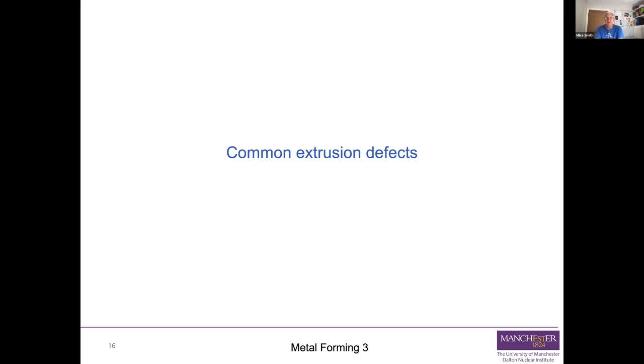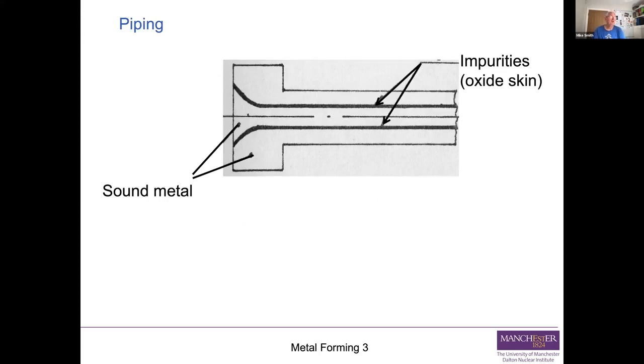Now let's step back a bit and do a little bit of description. What we're actually going to talk about now is the things that can go wrong in extrusion, because it doesn't always go perfectly. So let's start out with something called piping. Now, what this rather manky drawing is showing is a partially extruded component. You can see a bit of the billet is left on the left-hand side, and the extrude, which is smaller diameter, is on the right-hand side. This has clearly been done with a 180 degree die because you can see that the billet is flat-ended.